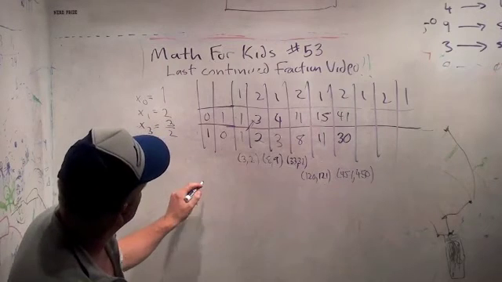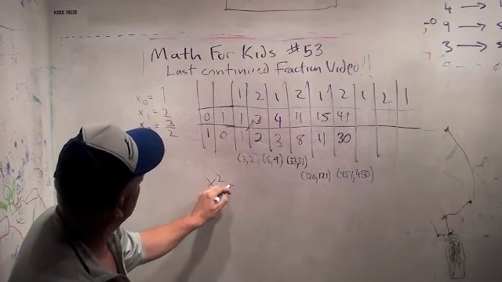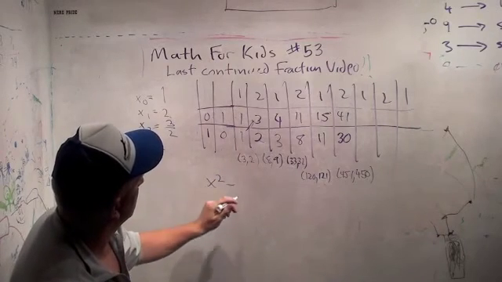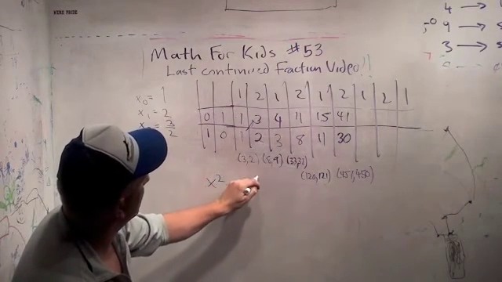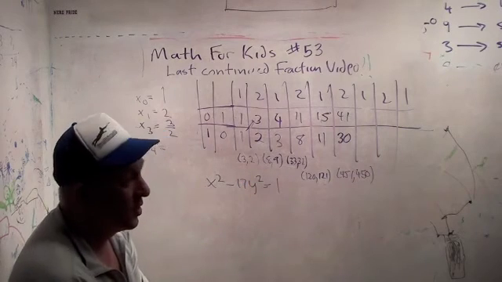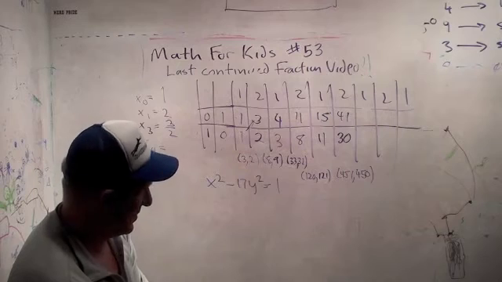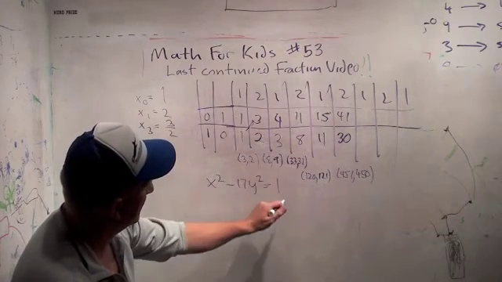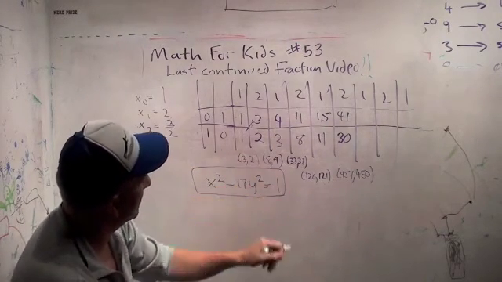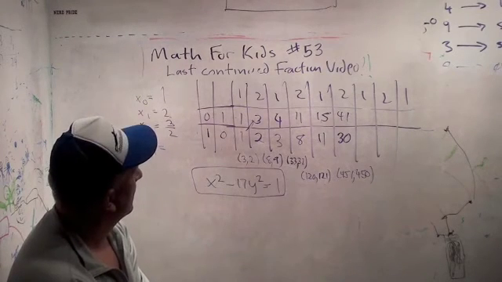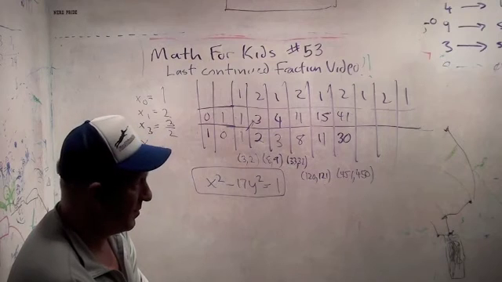You can find solutions to equations like x squared minus 17 times y squared equals 1. Whoa! It's hard to figure out how you would solve an equation like that, but continued fractions help you, and you can do lots of other really neat things with them.